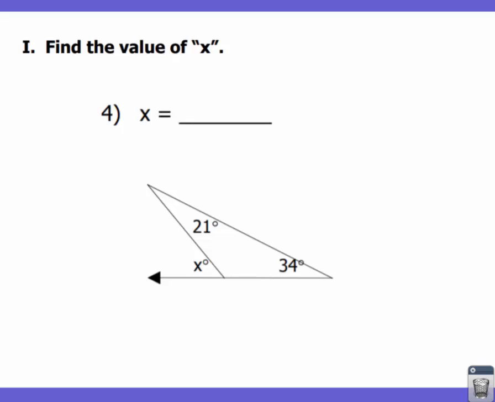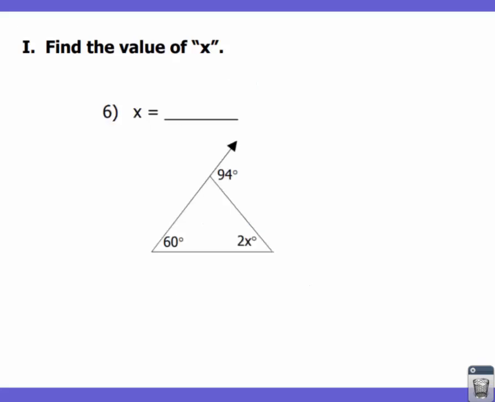So here's an example. Okay, I'm looking for x. I want to know the measure of that angle. Well, the measure of this angle is equal to the measure of angle 21 plus the measure of angle 34 put together. So 34 and 21 gives us 55. So x is equal to 55 degrees. Now that is a 5th and 6th grade version of an exterior angle. Let's look at an 8th grade version.